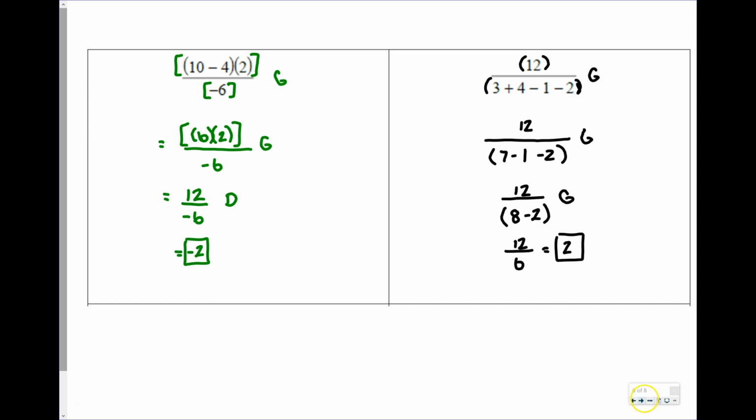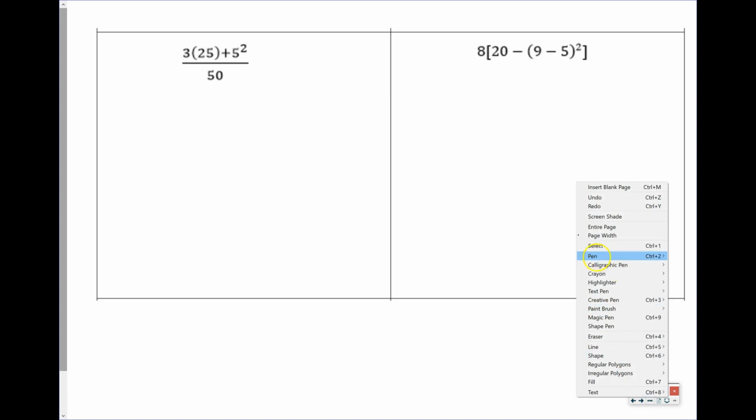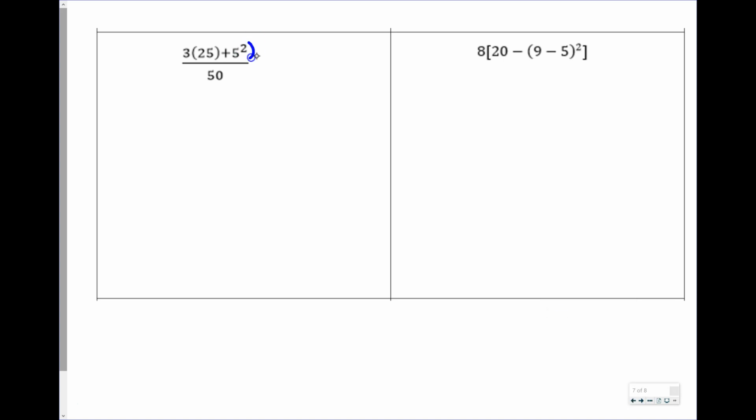We've got 2 more, and they're a little bit more complicated. So here again, I've got a fraction. So whenever I see a fraction, I go ahead and write in my grouping symbols. So this is a group, and this is a little group. So I draw them in and go ahead and start doing the grouping. Now inside the group, I have this exponent here. So I'm going to go ahead and leave the 3 times 25, and then add 5 squared is also 25. So this is still my group up top, and then I've got the 50 on the bottom.